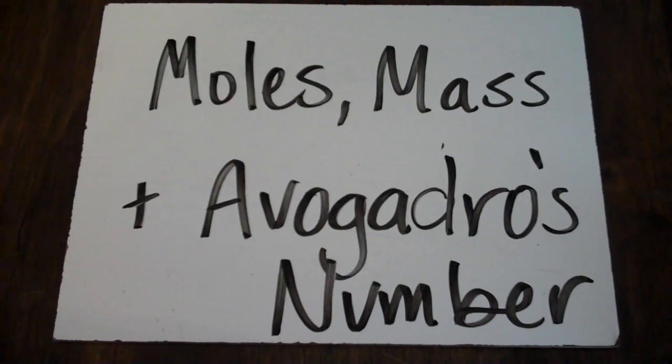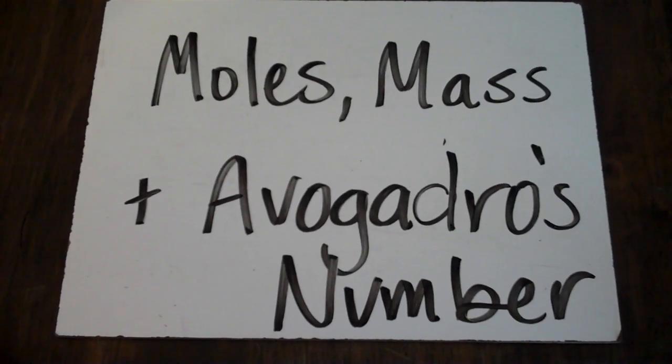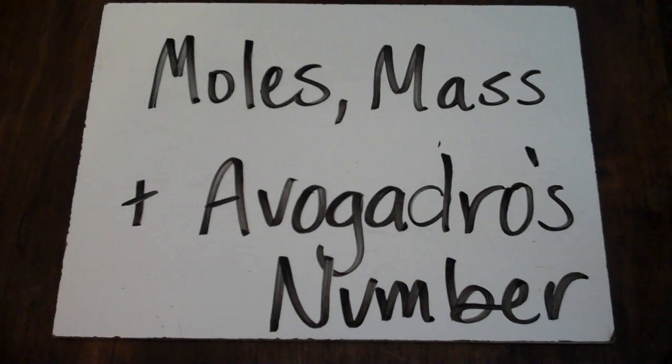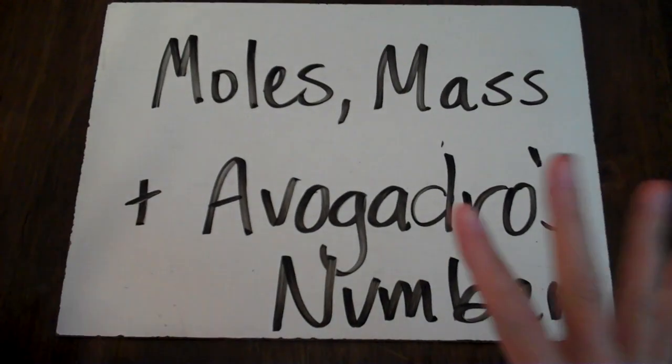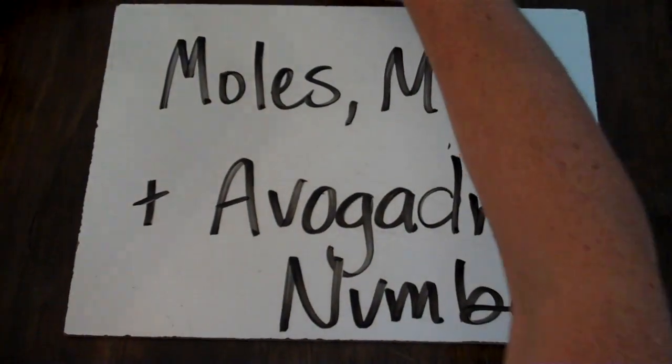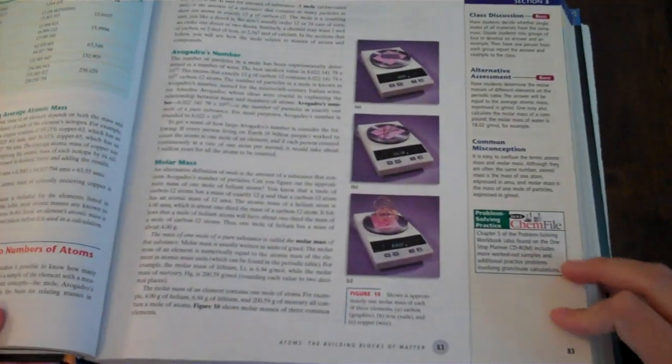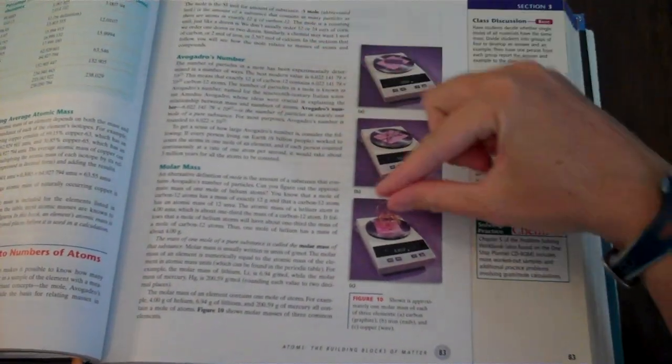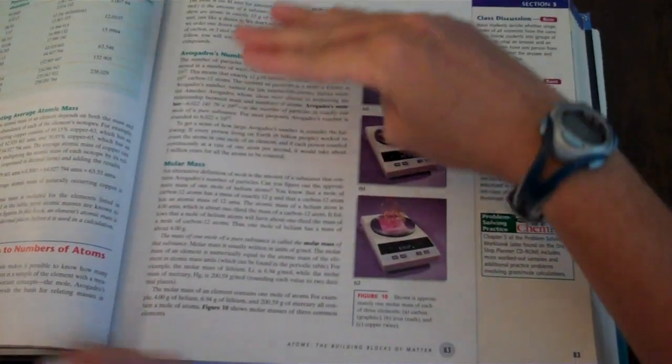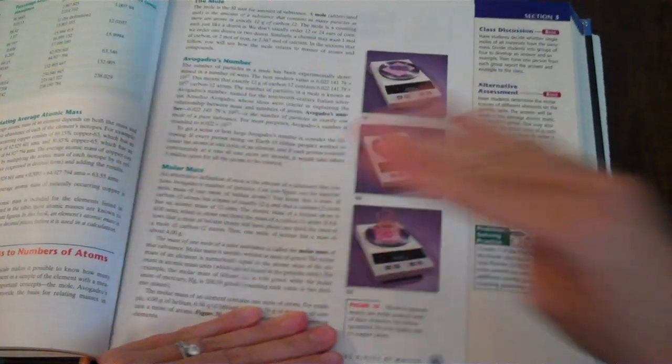Okay, today's flip is going to be about moles, mass, and Avogadro's number. Before watching this flip, it's very important that you read page 83 of your book, the part about the mole, Avogadro's number, and molar mass.